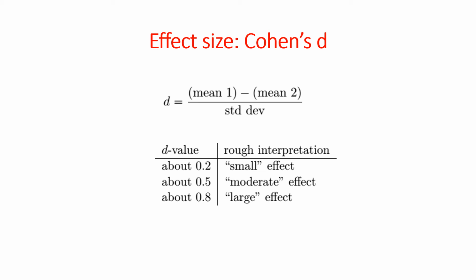So a value of about 0.2 is a small effect, a value of about 0.5 is a moderate effect, and if it goes higher, then we'll see a large effect. So Cohen's d ranges from 0 to 1. The closer to 1, the larger the effect is.